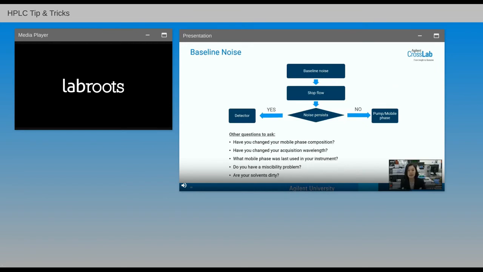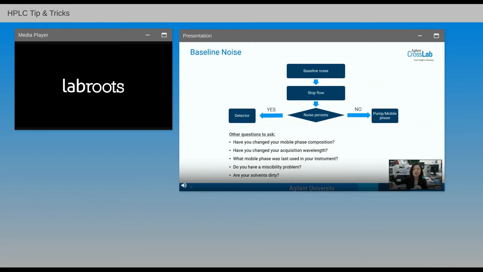This is just a guide for you to find out whether the baseline problem is due to the pump or due to the detector. So when there's a baseline noise, you stop your pump, meaning you don't need to have a flow. You put 0 mL per minute, and then you monitor how the baseline looks. If the baseline noise still persists, it is due to the detector, because now you already stopped the flow of your pump. You do not have any solvent coming from the pump anymore.